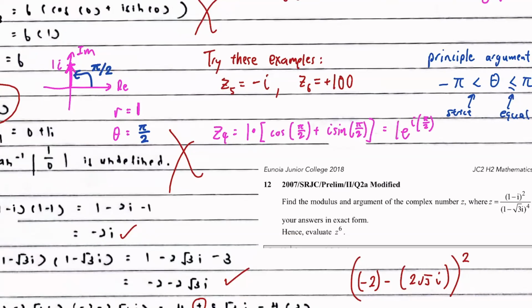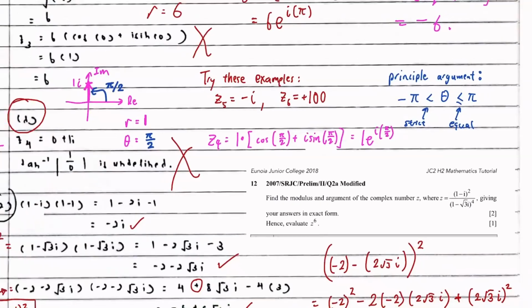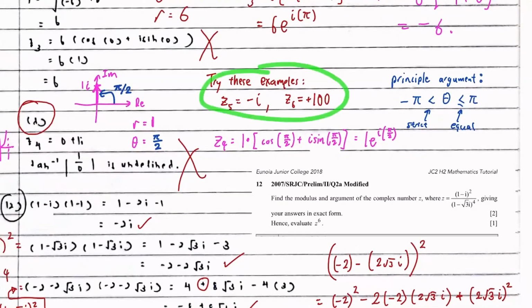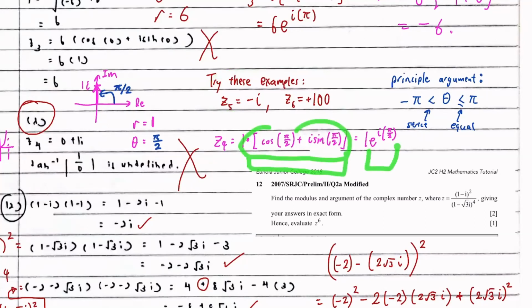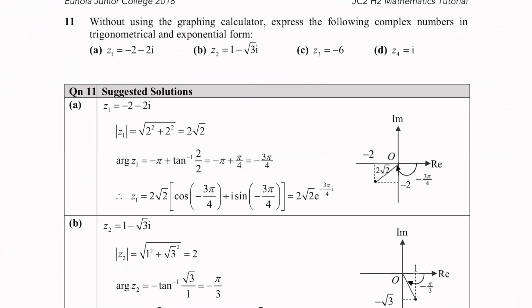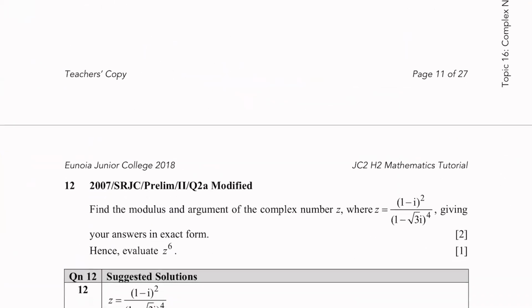Can I convert straight from the... I'm just answering the question. You can convert straight, yes, because the question asks for trigo form and exponential form. That's why I'm just answering the question. Yeah, you can skip it straight away, of course. Okay, next question, question 12.